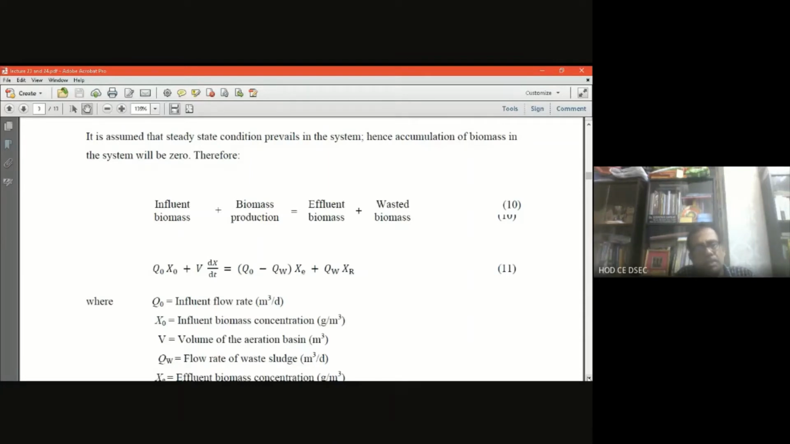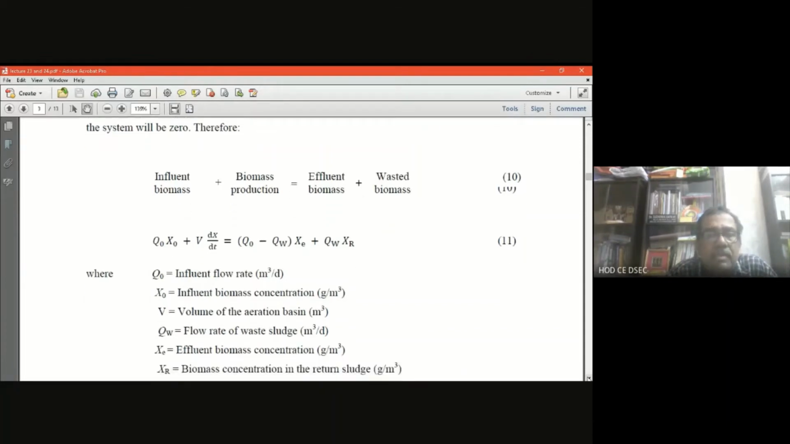So what is the total biomass? Q0 times X0, that is the influent biomass. Now, what is the biomass production? If dX/dt is the production rate and V is the volume of the aeration basin, then V times dX/dt is the biomass production. This production plus inflow should be the effluent biomass plus wasted biomass. What is the effluent biomass? Q0 minus QW is the effluent flow, and the effluent concentration is Xe. So total effluent biomass is (Q0 minus QW) times Xe, plus the wasted biomass, QW times XR.